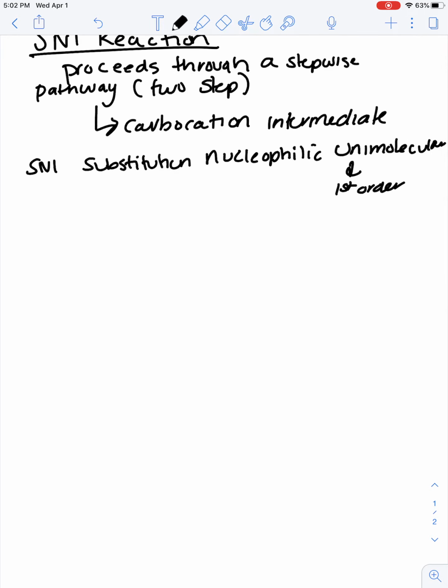So unlike an SN2 reaction, an SN1 reaction is going to be called a dissociative mechanism. So what a dissociative mechanism really means is that a ligand is going to be lost to give an intermediate compound of a lower coordination number.